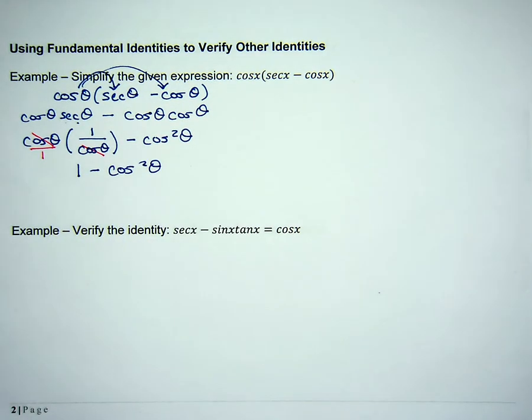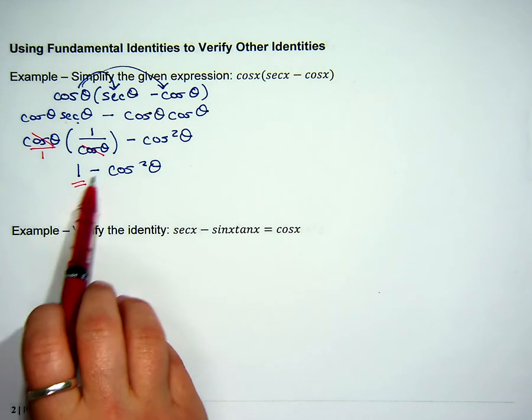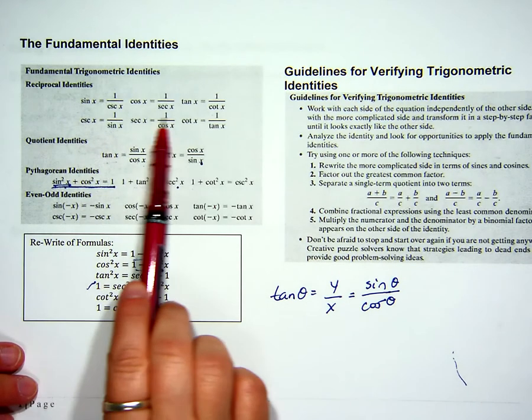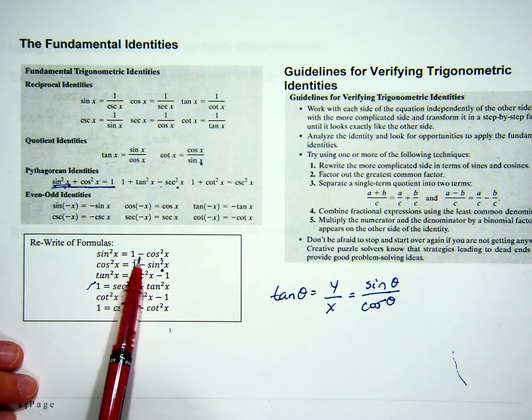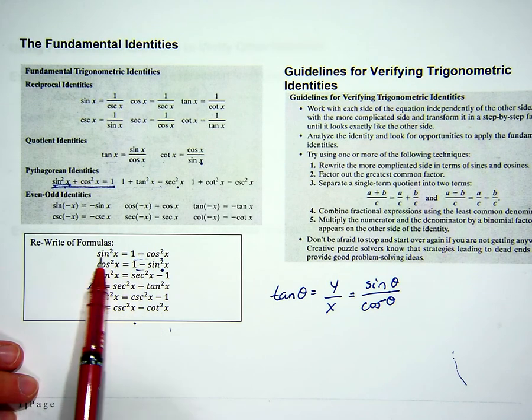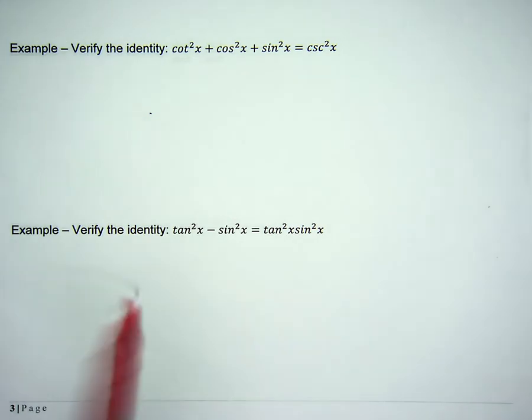Well, wait a minute. One trick, I should say, is that if you ever see a 1, possibilities are that it's special. What you want to do is look at your properties, your rules, your identities, and see if you can find it. 1 minus cosine squared. Let's go to our rules. Do I see 1 minus cosine squared? I sure do. 1 minus cosine squared is sine squared.